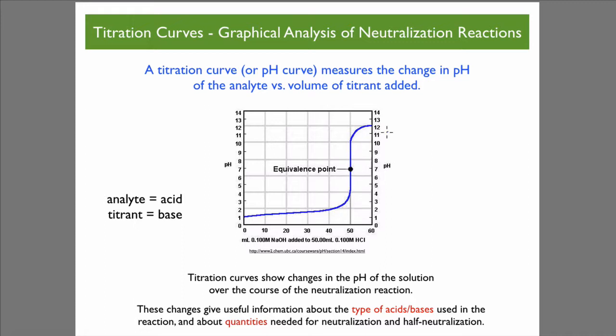The titration curve shows changes in pH of the solution over the course of the neutralization reaction. These changes give useful information about the type of acids and bases used in the reaction and about quantities needed for neutralization and half neutralization. So pH is on the left, on the y-axis, and volume of titrant is on the x-axis.